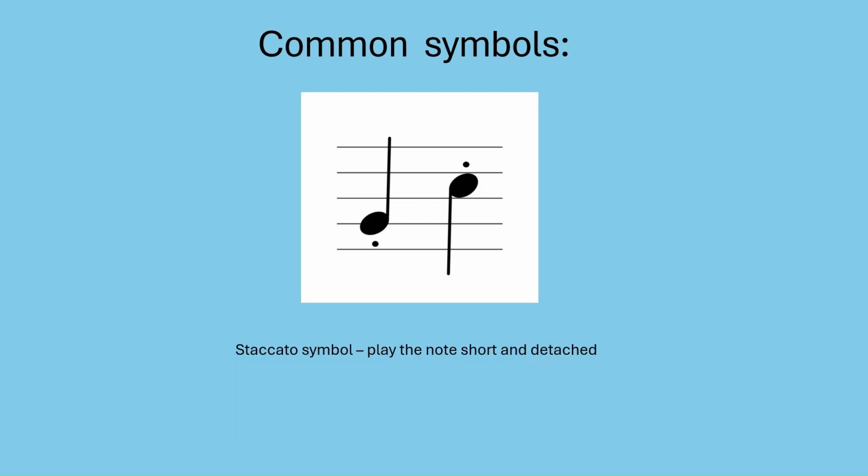A dot placed above or below a note means to play the note staccato, which also means short and detached. This is what it would sound like in a piece of real music if all the notes were played staccato.